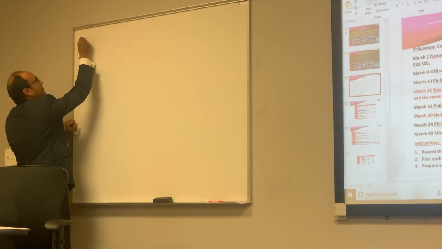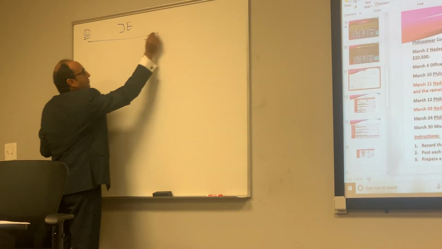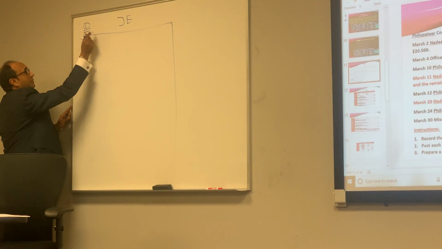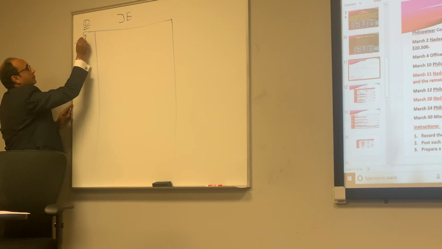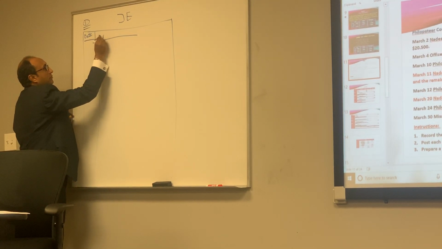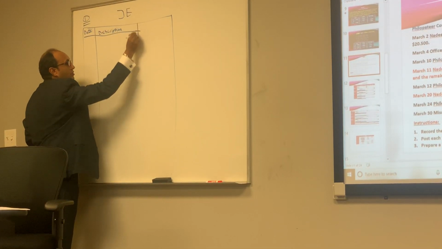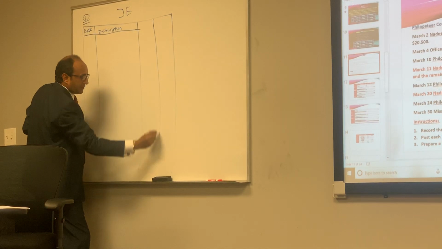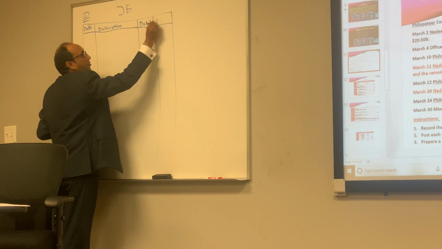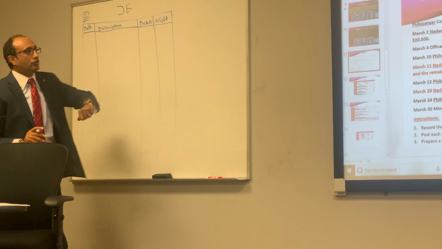So here, journal entries, the first request. The journal entry consists of date, pay attention, description, and 2 sides, debit and credit. So the first one, March 2.